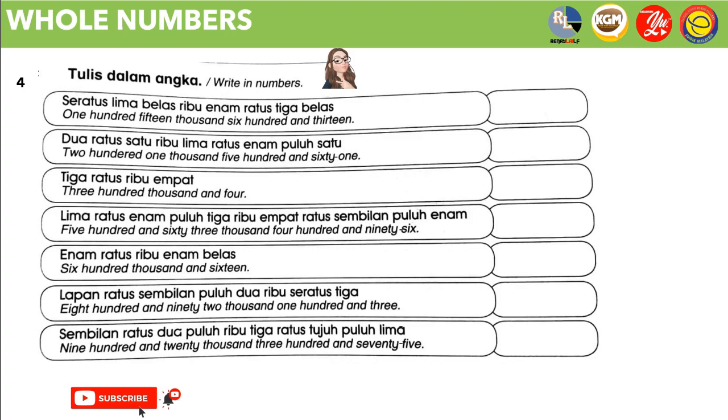115,613. So we just have to divide it into two groups of 3 digits each. 115,613. So we are going to divide it into two groups. Okay, let's look at the answer. So it's 115,613. Okay, let's look at the next one.